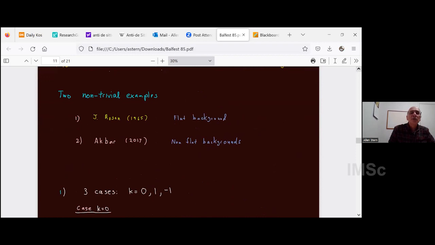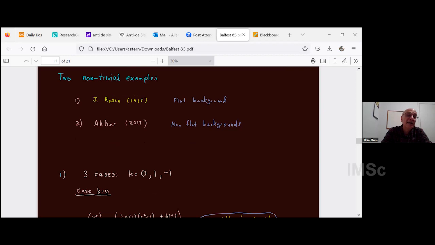One was given by Rosen and another more recently by Akbar. Both of these give non-trivial results for this extra source term. As I mentioned, for most embeddings, the source term is zero. But in these two examples, they're not. In the first set of examples, the embeddings are into a flat background, and the second set of embeddings are in a curved background. Since I haven't discussed the curved backgrounds yet, let me just concentrate on the first example and see what happens.